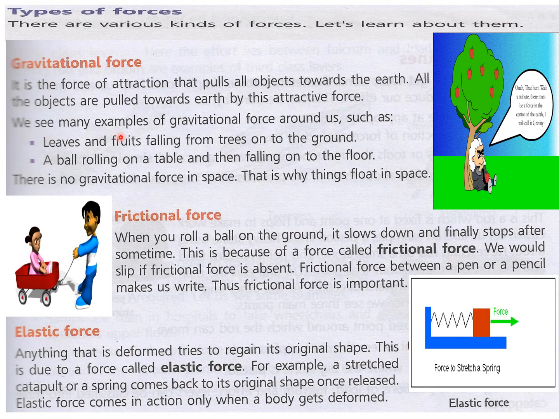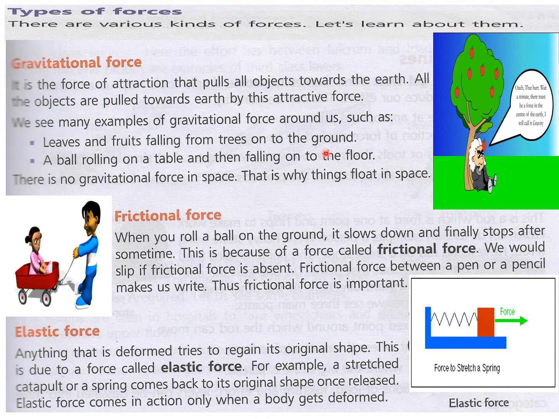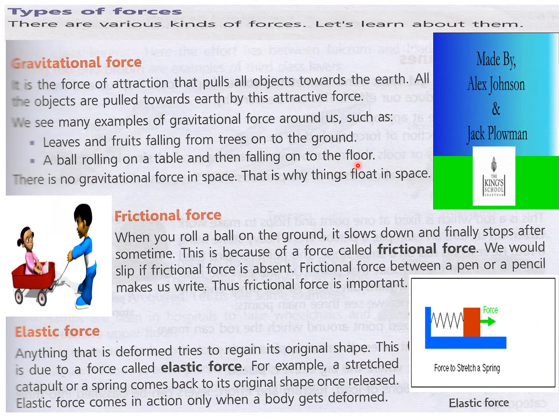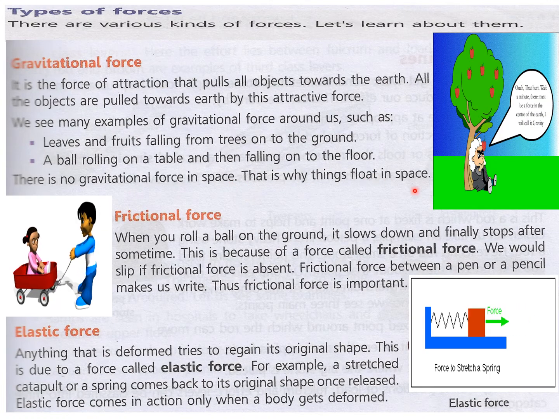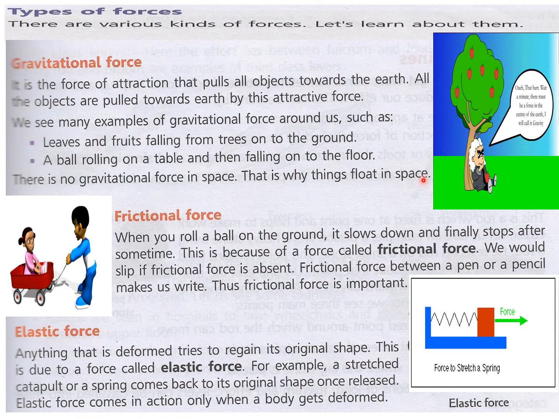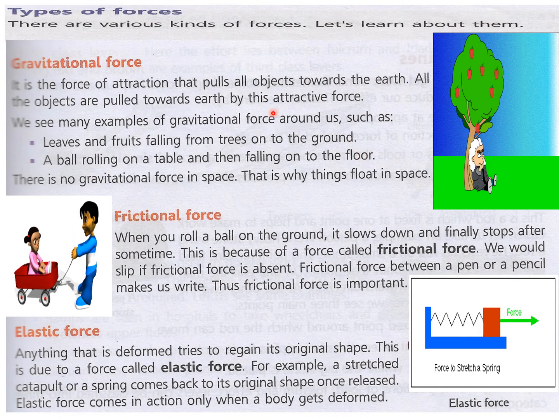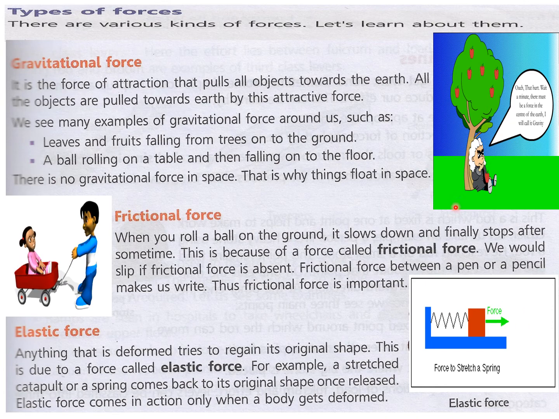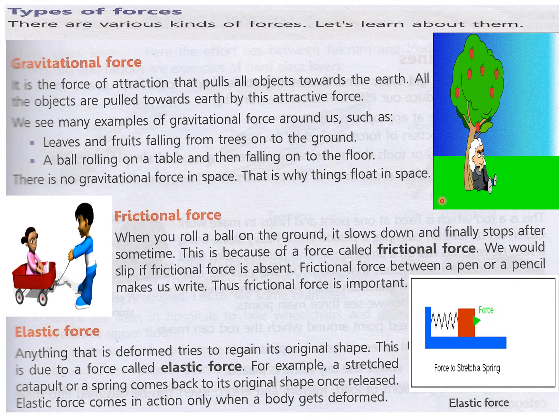We see many examples of gravitational force around us, such as leaves and fruits falling from trees onto the ground, then a ball rolling on a table and then falling onto the floor. There is no gravitational force in space. That is why things float in space. So, you all know that the pull by the earth towards itself is known as gravitational force, and that is why all the leaves and fruits fall down towards the earth. And also when you throw a ball in the sky, it comes back to the ground.